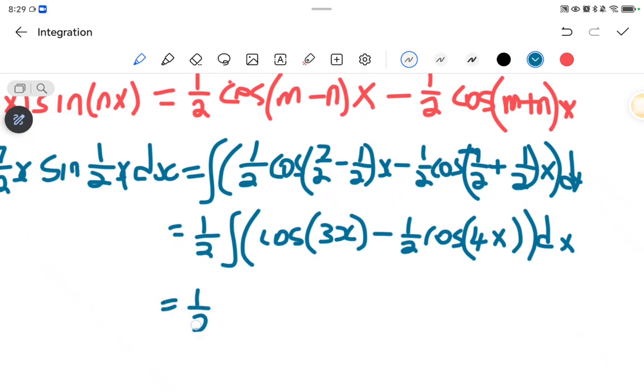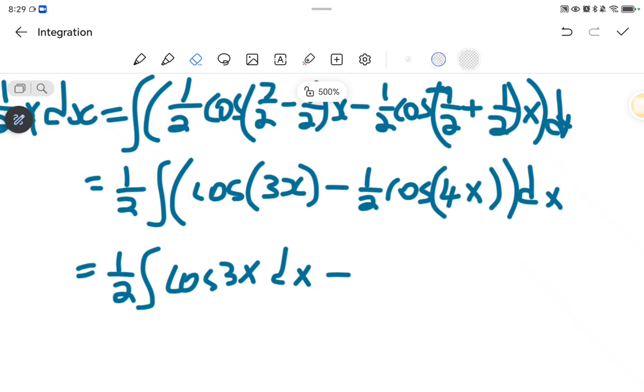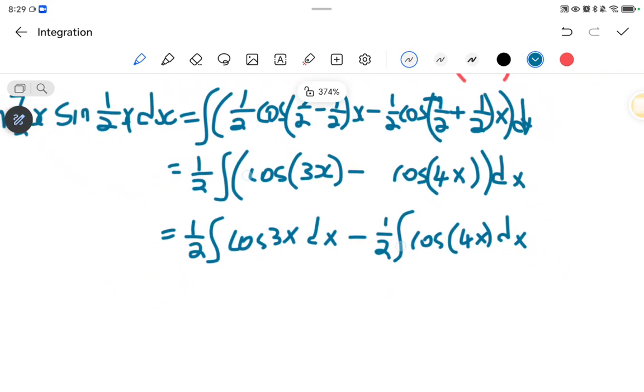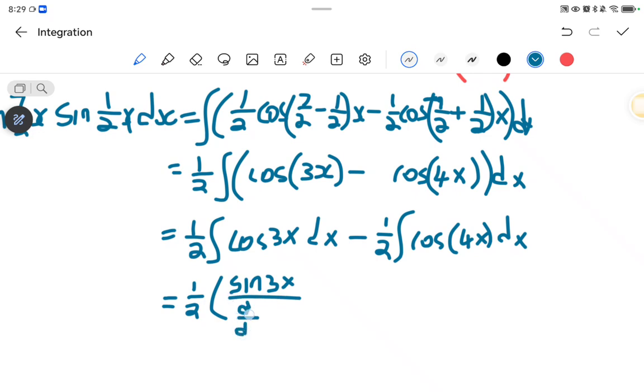And then this will be equal to 1 over 2 integral of cos of 3x dx minus, oh, I didn't take out this 1 over 2 here. Minus 1 over 2 integral of cos of 4x dx. And this will be equal to 1 over 2. If I integrate positive cos, we know we get positive sine, divided by the derivative of the inside.